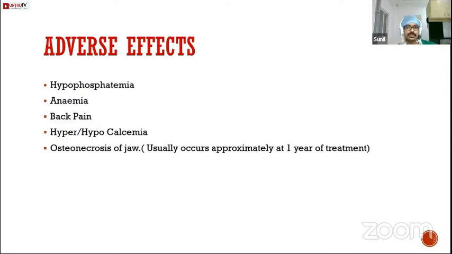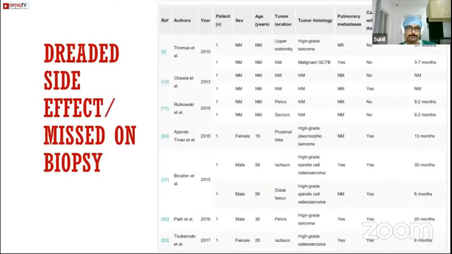And what are the adverse effects of denosumab? Hypophosphatemia can happen. There can be back pain or generalized body pain, anemia, hypo or hypercalcemia. Either of these can happen. Osteonecrosis of the jaw. This usually happens when the patient has dental caries or some form of dental infection, and usually at approximately 1 year of treatment. This is why we need to reduce the treatment duration.